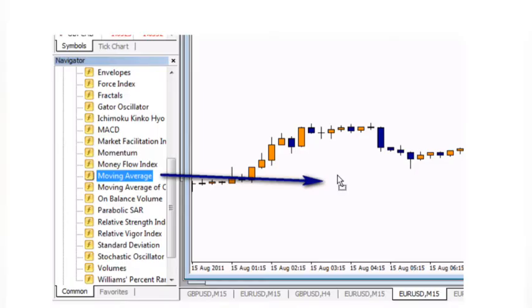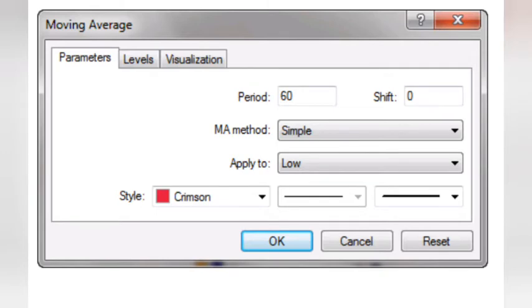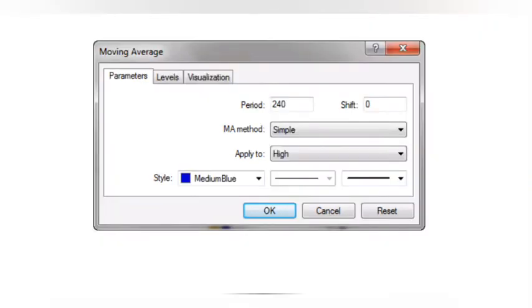Start with a basic chart and click and drag the moving average indicator onto the chart like this. Then make sure you have the following settings for the first moving average. Now, click and drag the moving average indicator onto your chart another 3 times, and make sure you use the following 3 settings for the second, third and fourth moving averages.